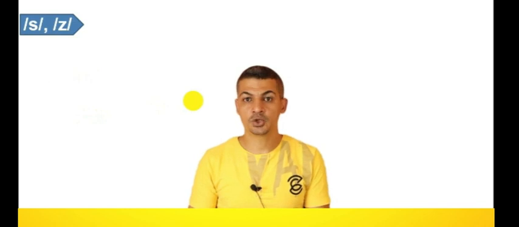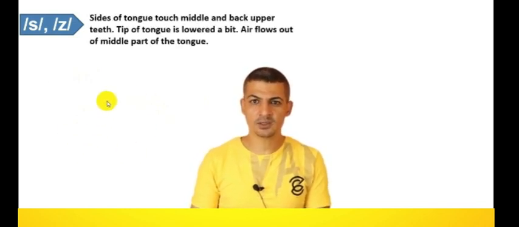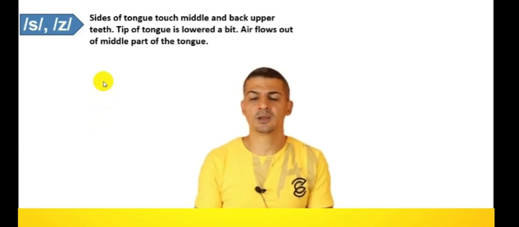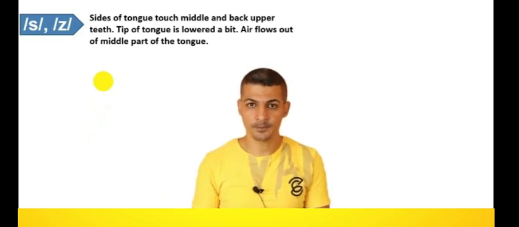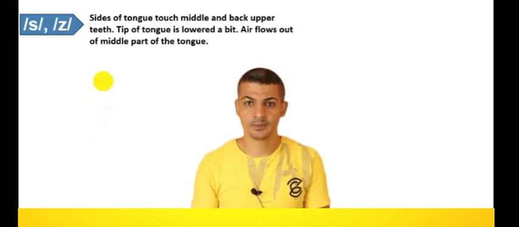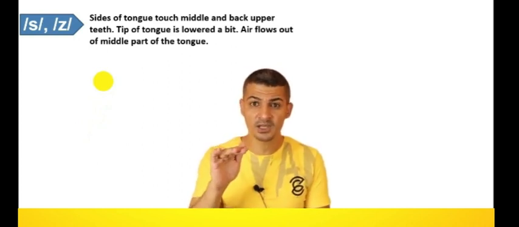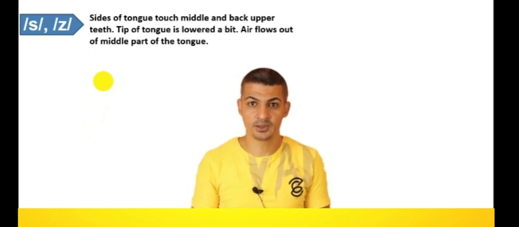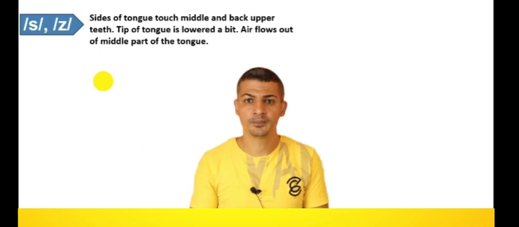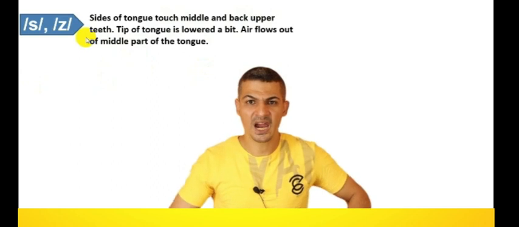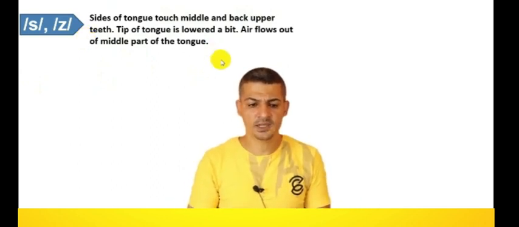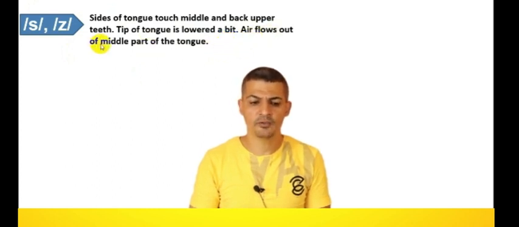How can we make these two sounds? Number one, the sides of the tongue touch the middle and the back teeth. This is the first step. And after that, the tip of the tongue is lowered. Then make the air go through the middle of the tongue. Sides of the tongue touch the middle and back upper teeth, like that. And after that, the tip of the tongue is lowered a bit. The air flows out of the middle part of the tongue.